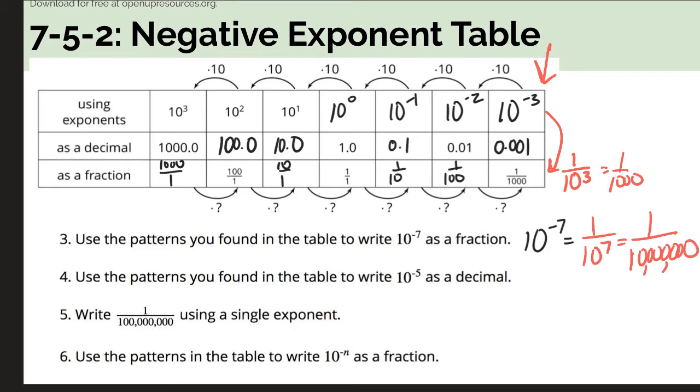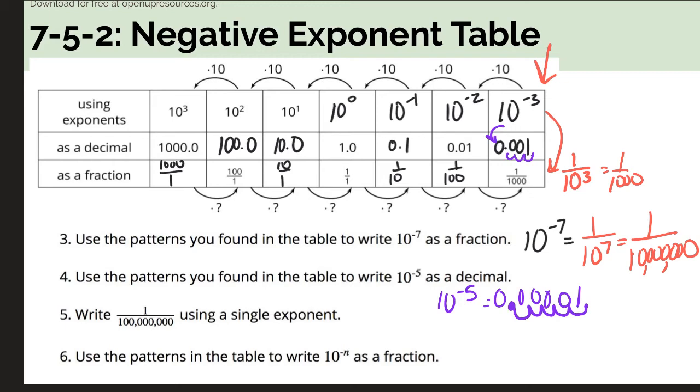And there you go. Number 4, use the patterns you found in the table to write 10 to the -5th as a decimal. For the decimals, let's look up here again at the 10 to the -3rd. Really, the decimal moved to the left 3 spots because of that -3 exponent. And so 10 to the -5th, I could rewrite like this. I could start with 1, and then I'm going to move the decimal to the left 5 times, and then I'd fill in all those spots with zeros, and there's what I'm left with.